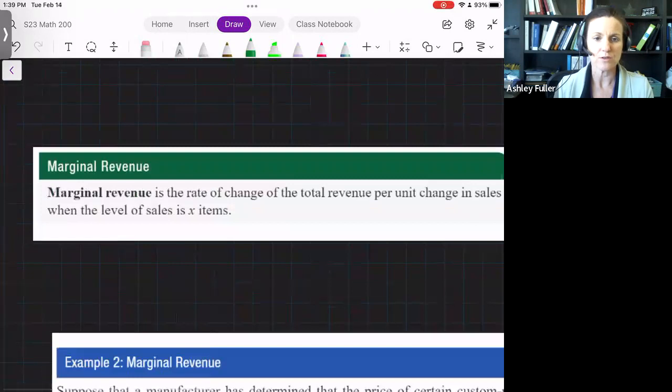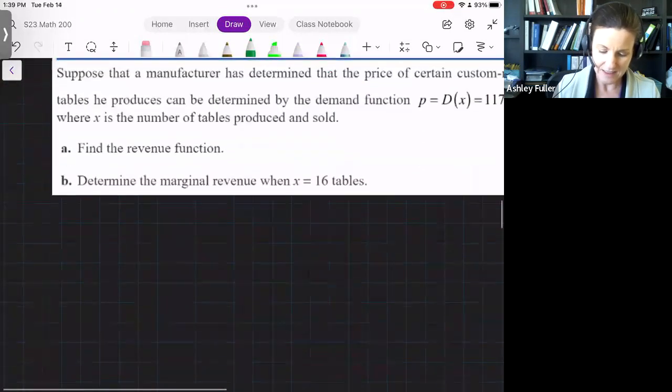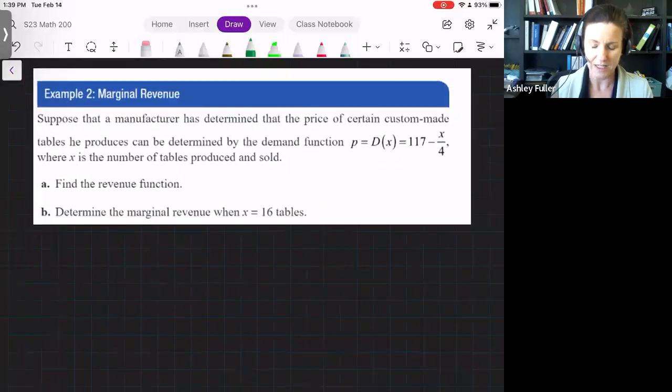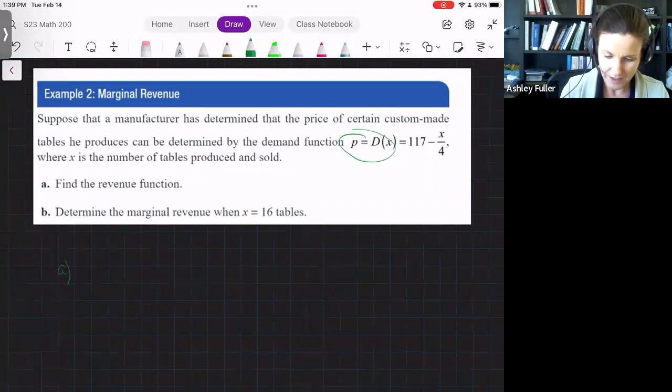Likewise, marginal revenue works similarly, except we're looking at revenue instead of cost. As an example here, if we have a manufacturer determining the price, remember that price is the demand function, where X is the number of tables produced and sold. We can find the revenue function. As a reminder, that revenue function is simply the number of items sold times the price. So in this case, it's going to be X times 117 minus x over 4, which leaves us with 117x minus x squared over 4.